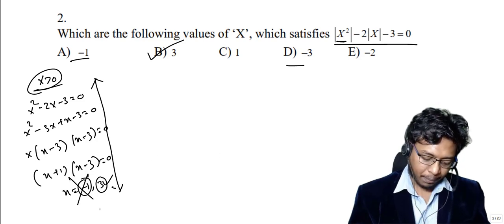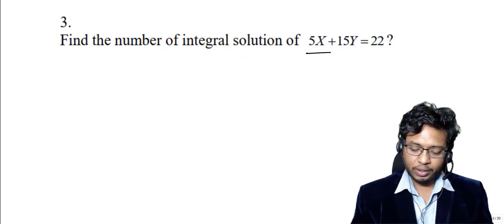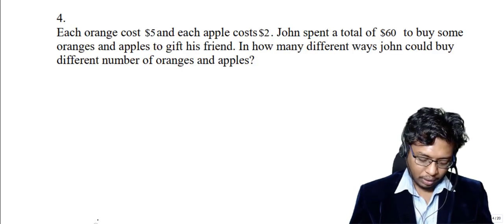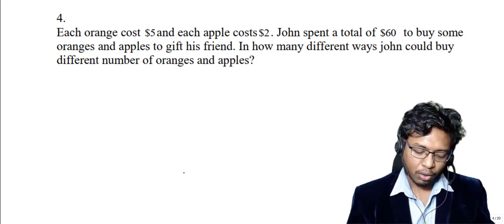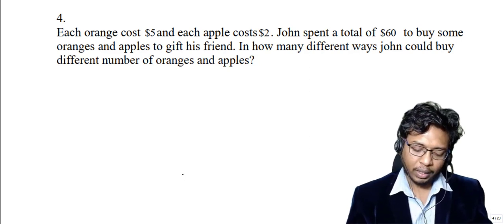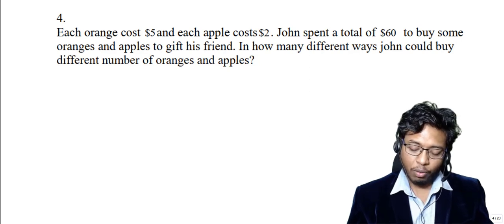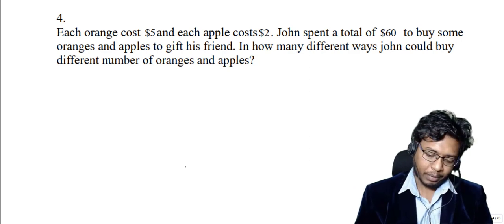That's it, right? Now find the number of integral solutions of this equation. Before solving this one, let us discuss this question. The question says each orange costs $5, each apple costs $2. John spent a total of $60 to buy some oranges and apples to gift his friend. In how many different ways could John buy different numbers of oranges and apples?